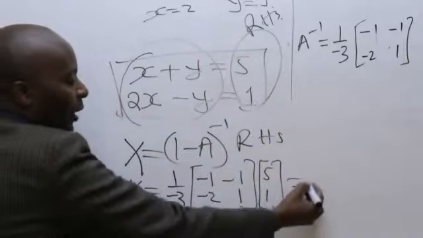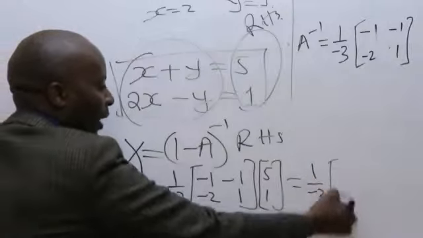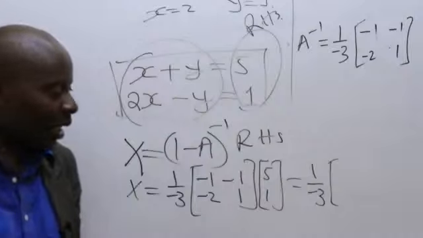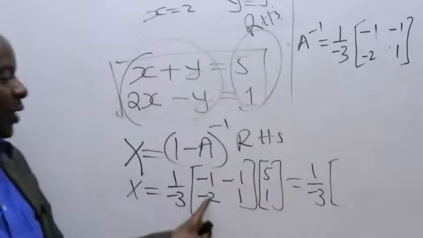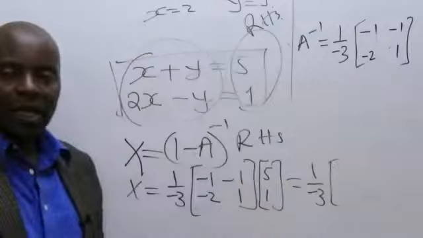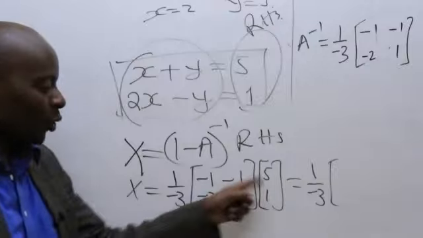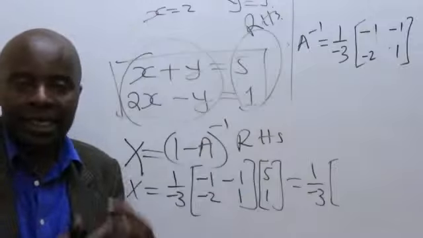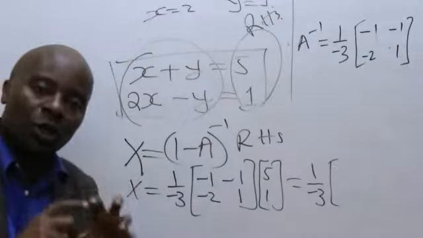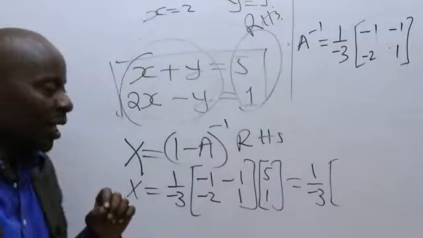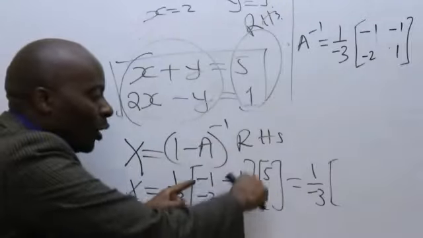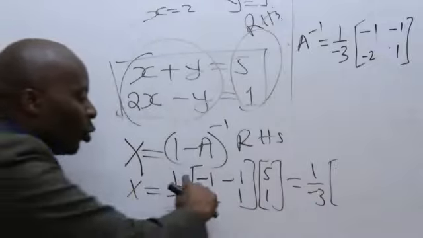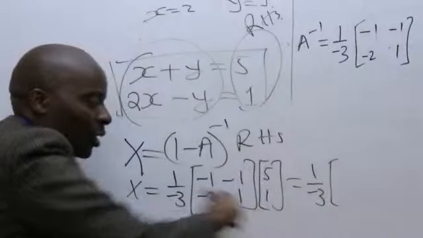Ladies and gentlemen, what I will do is to leave the scalar out first, so that I give preference to multiplication of the 2 matrices. We multiply these 2 matrices. When it comes to multiplication of matrices, that is an easy thing. I will use what we call a row multiplying a column. I will use what we call run down the ditch while multiplying.